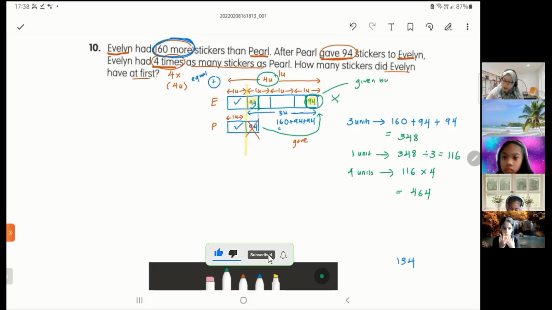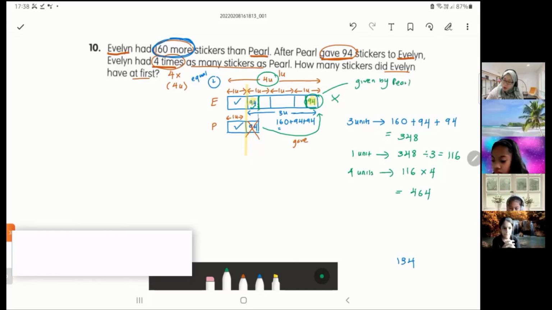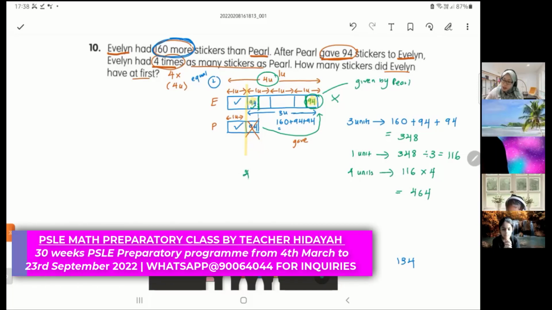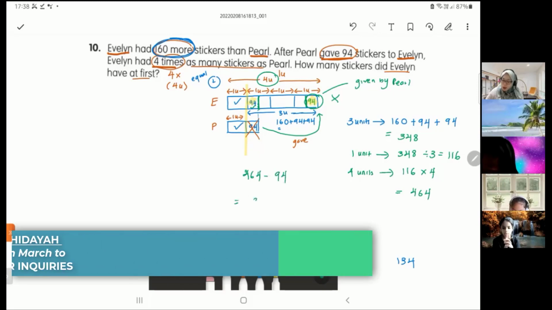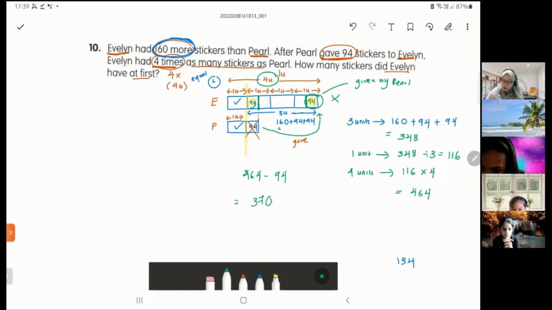Given by Pearl. So you must take 464 minus 94 back, equals to 370. This is the answer. Okay, 370 is the answer. All right, so this one is the before and after method.